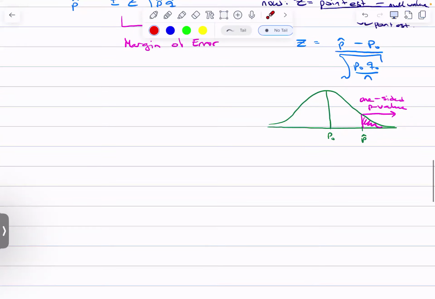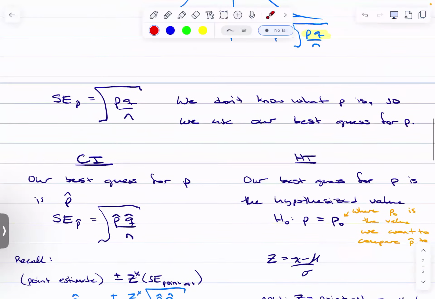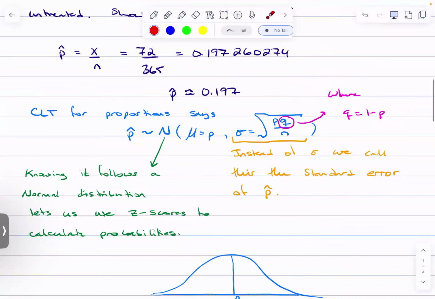So let's see here. I guess I should mention, because this is kind of a leap, that it follows a normal distribution, right? A categorical variable follows a normal distribution. I know, but it's true. As long as some conditions are met.